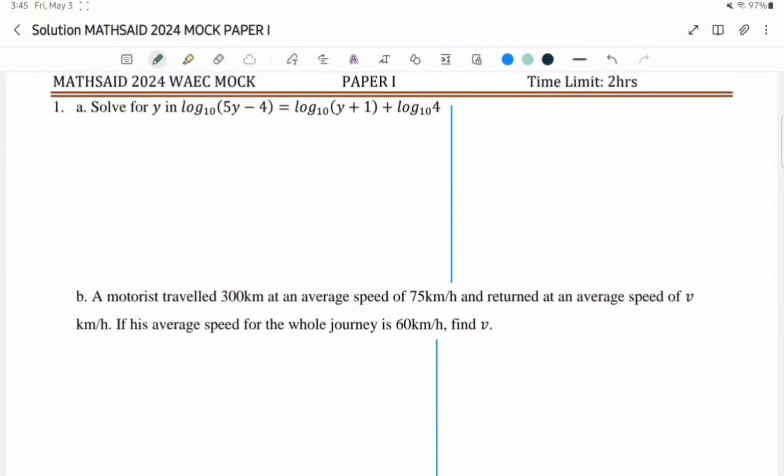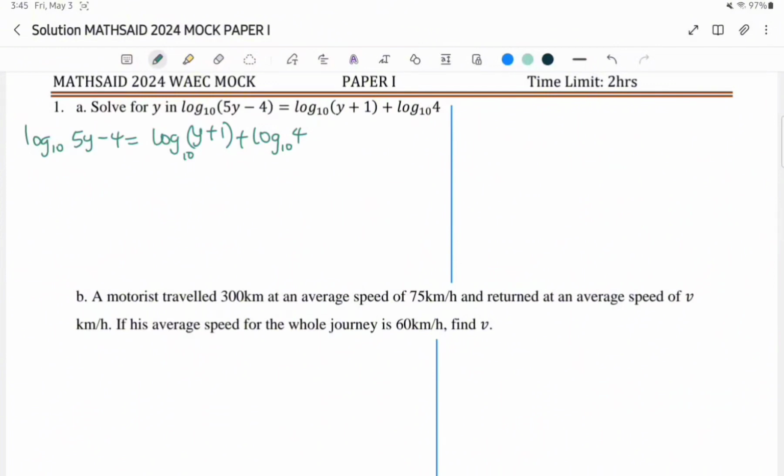For question 1 here, we have a logarithm problem. Log base 10 of 5y minus 4 is equal to log y plus 1 base 10 plus log 4 base 10. We are working with the same base in this question.